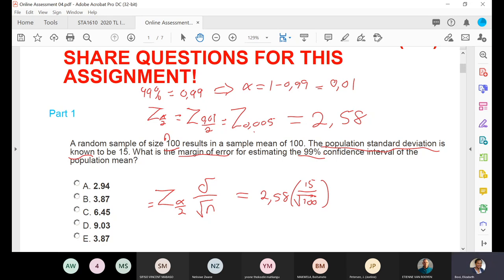Calculate, and what is the answer? 3.87. Which is E. There are two correct answers.